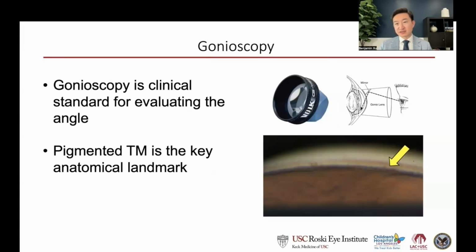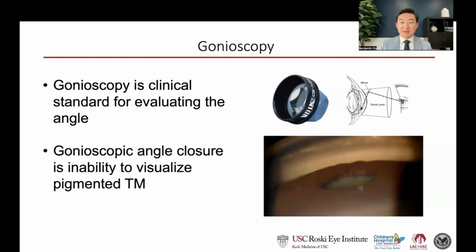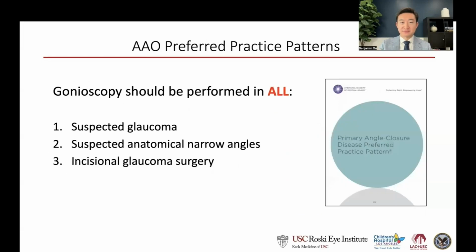Gonioscopy remains the current clinical standard for evaluating the angle to detect angle closure. When performing gonioscopy, we focus on detecting the pigmented trabecular meshwork. When we can't visualize this key anatomical structure, we tell patients that they have angle closure and may be at risk for angle closure glaucoma.